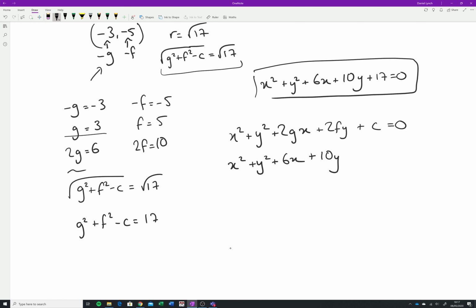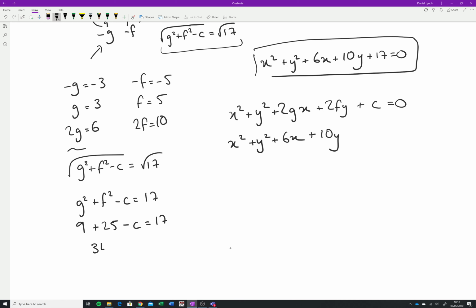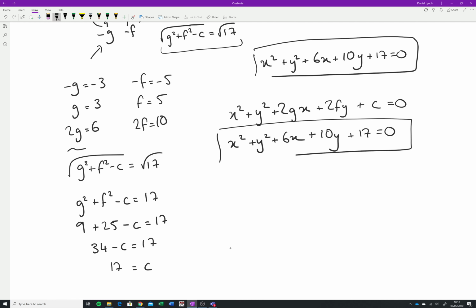And remember, we already know what g is. g is 3, so g squared is 9. We already know what f is, it's 5, so f squared is 25, minus c is equal to 17. So it turns out that 34 minus c is equal to 17. Add c to both sides, take away 17 from both sides, we get 17 is the c value, so we get plus 17 equals 0 because c is 17, and what do you know, we have ended up with the exact same one there.